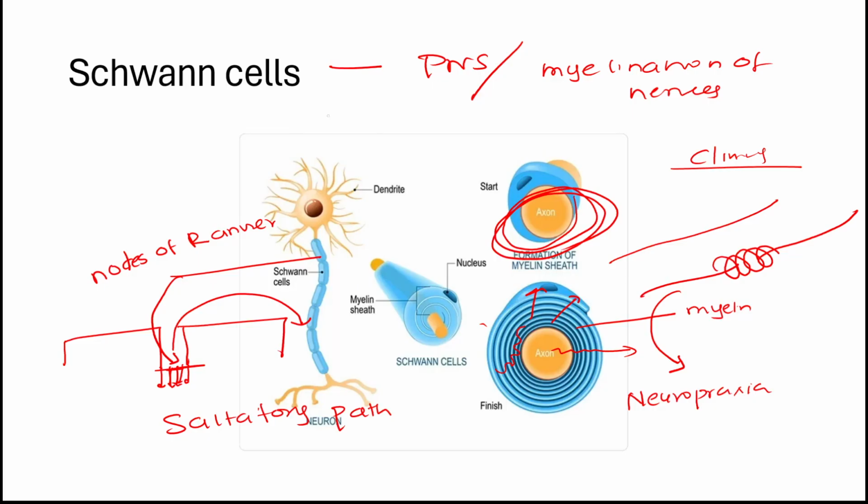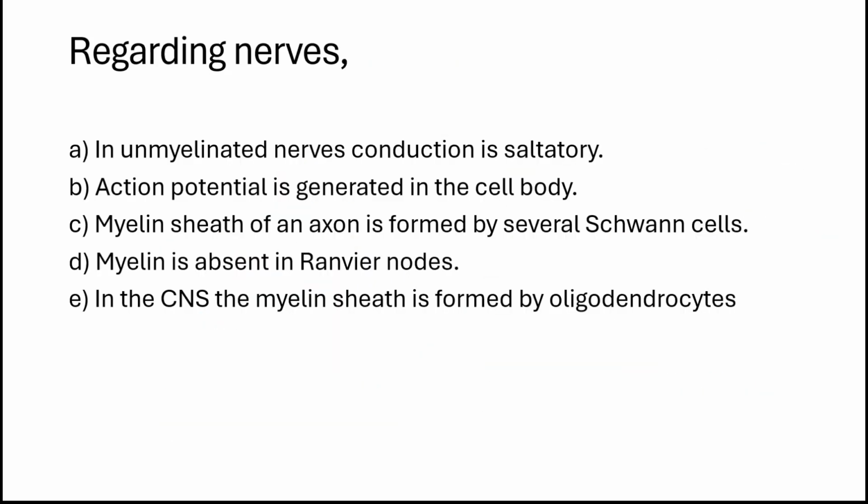Right. So we'll go to the questions. In an unmyelinated nerve, conduction is saltatory. No, for the saltatory conduction to take place, there should be nodes of Ranvier, which is found only in the nodal gaps that are found in between the Schwann cells. So this is a false statement.